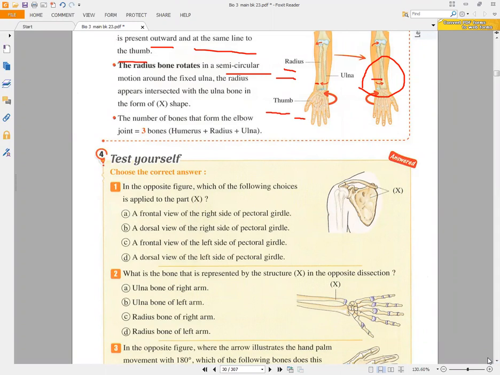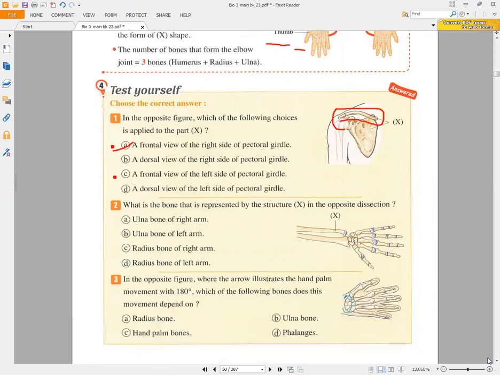If you look here, you will find that we will have a frontal view, so the true answer here will be A or C. Frontal view of the right side of the pectoral girdle or the left side of the pectoral girdle. If you look here, you will see the clavicle at the wall. So we will have here a frontal view of the right side of the pectoral girdle, okay?